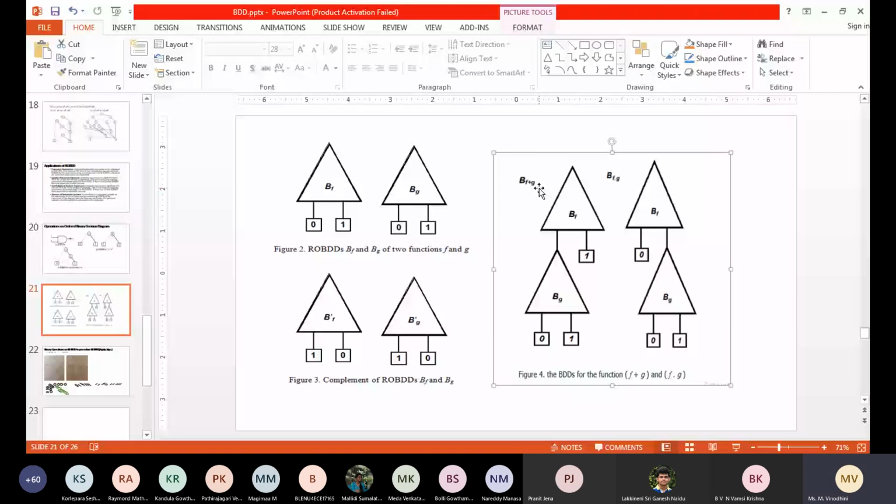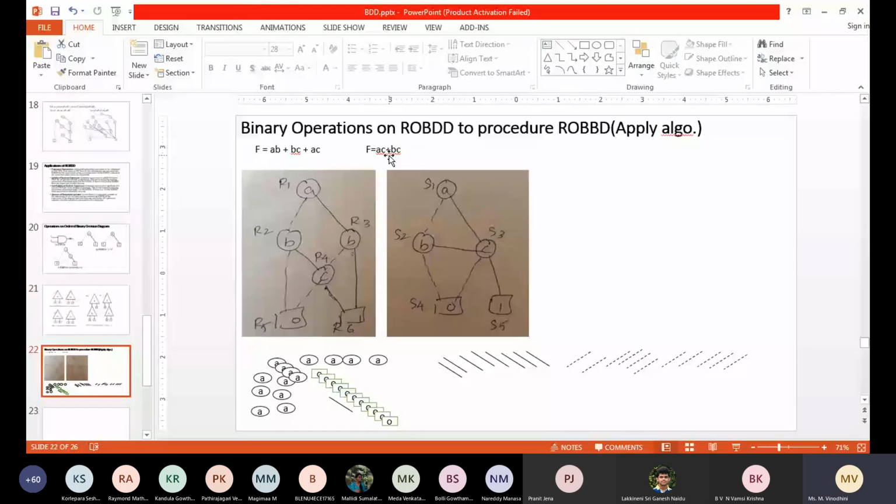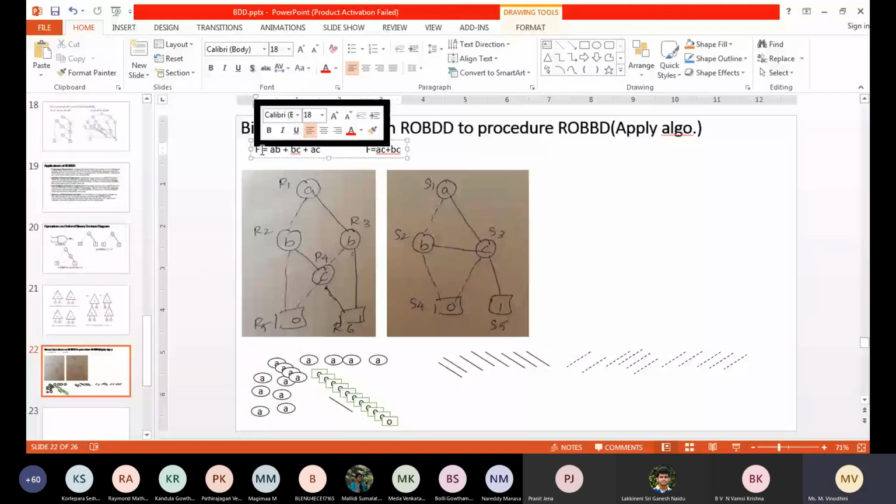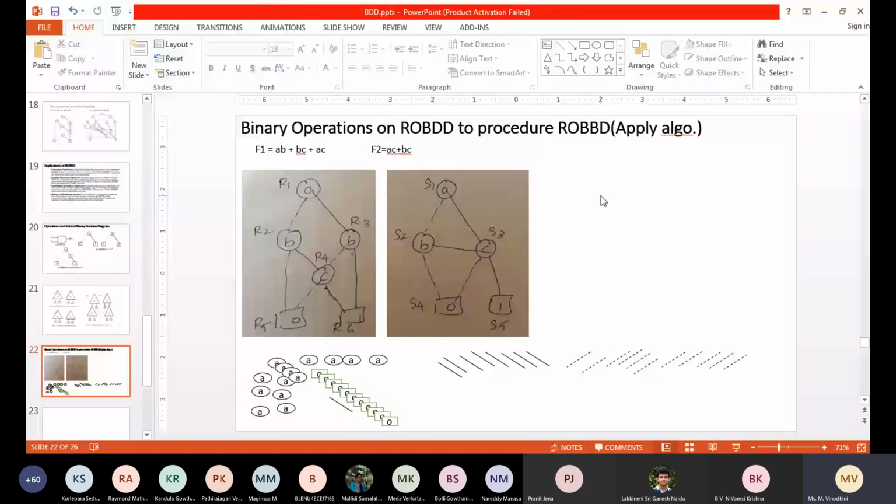Is it clear, students? You have been given two functions. Here, the first function, let me write it as F1, and the second function is F2. So I may ask you to find F1 dot F2 or I may ask you to find F1 plus F2.